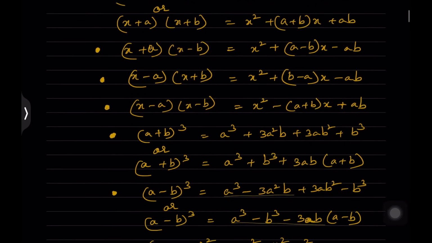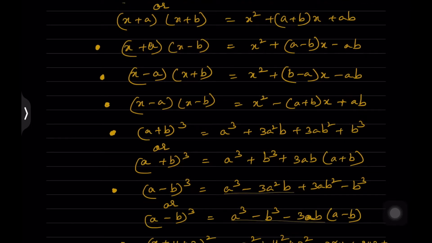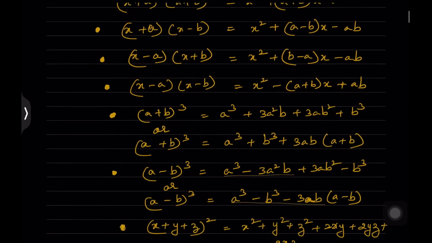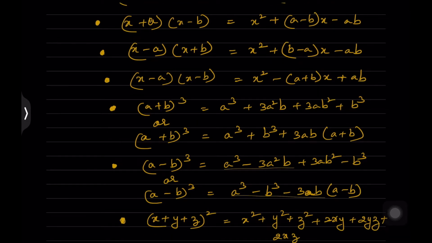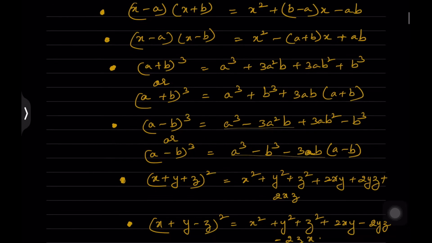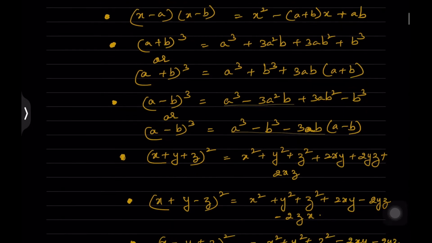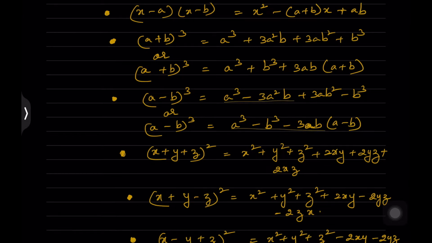(a plus b) whole cubed is equal to a cube plus 3a square b plus 3ab square plus b cubed, or you can also write this formula as (a plus b) whole cubed is equal to a cube plus b cube plus 3ab into (a plus b). Then we have (a minus b) whole cubed is equal to a cube minus 3a square b plus 3ab square minus b cubed, or (a minus b) whole cubed is equal to a cube minus b cubed minus 3ab into (a minus b).